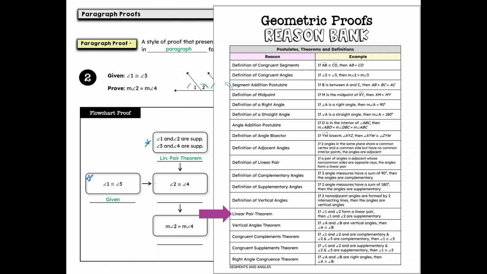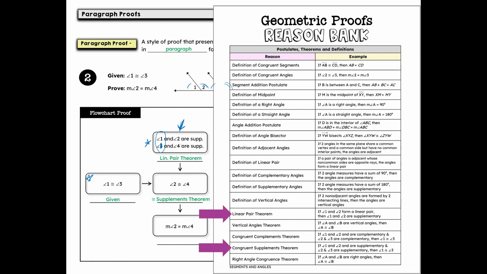Well, if 1 and 3 are congruent, right there, so angle 1 and angle 2 are supplementary, which means angle 1 and angle 4 would be supplementary, right? And if two angles are supplementary to the same angle, then these angles are congruent. And I know that by the congruent supplements theorem right here, which says if two angles are supplementary to the same angle, then those angles are congruent.